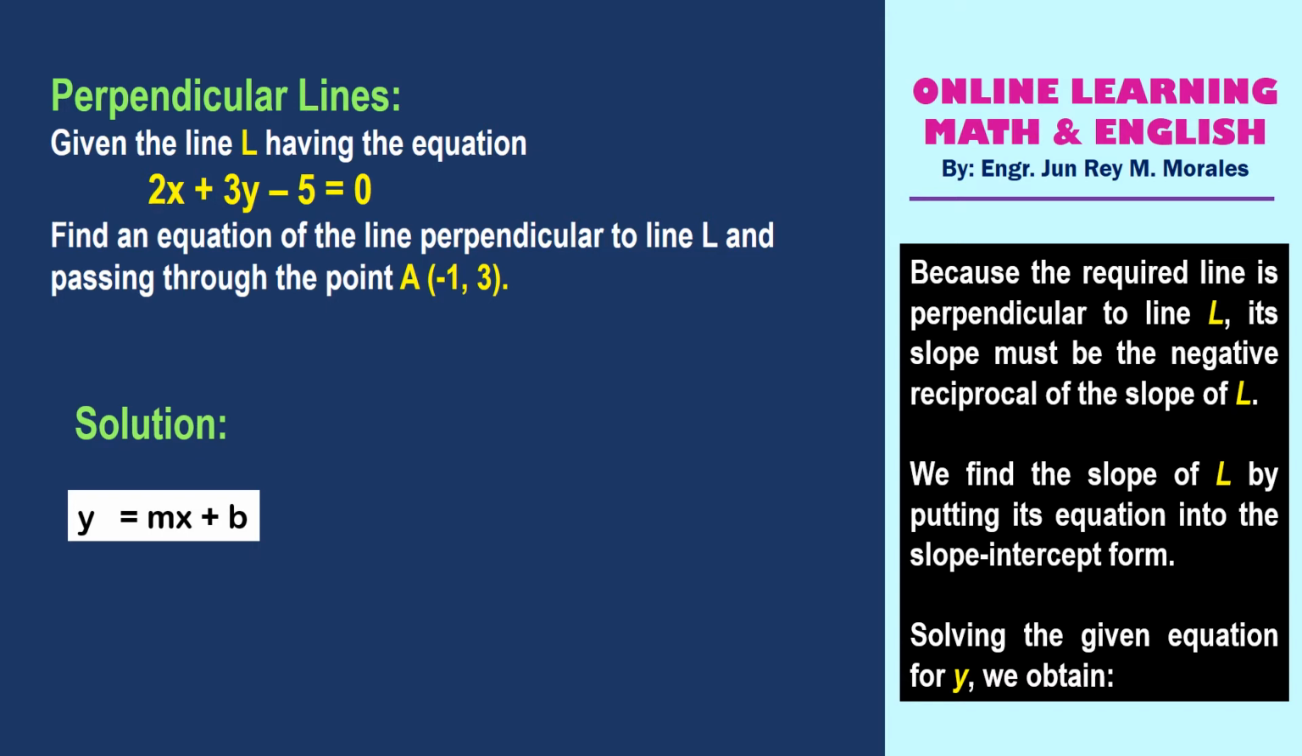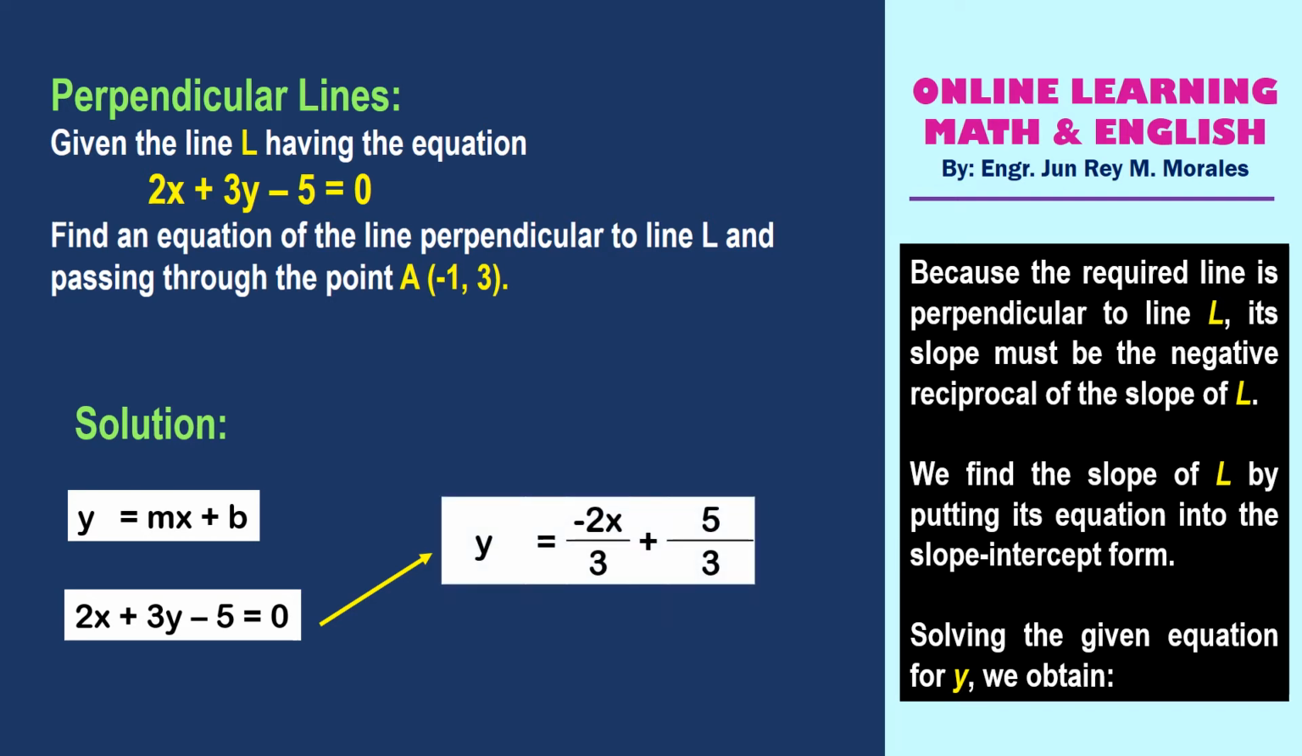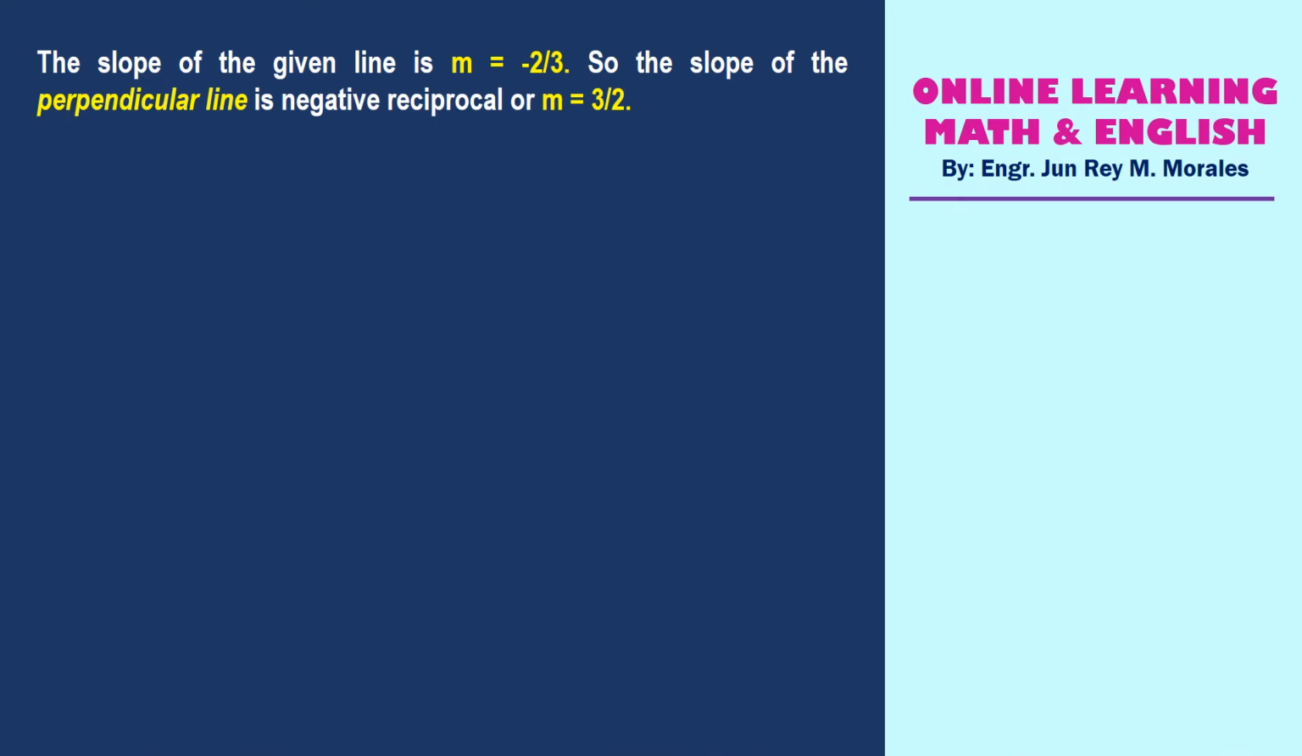Solving the given equation for y, we obtain the following. The slope of the given line is m is equal to -2/3. So the slope of the perpendicular line is the negative reciprocal, or m is equal to 3/2.